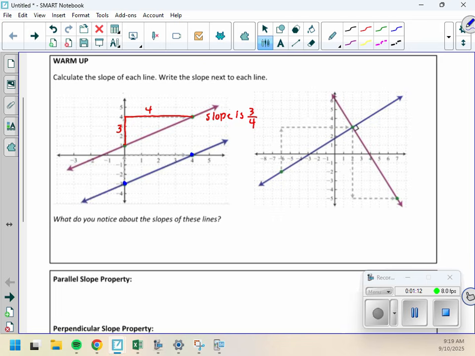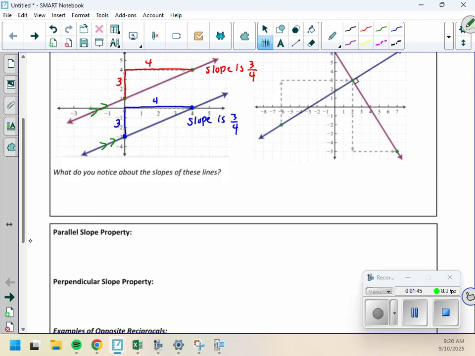What do you notice about these 2 lines? These 2 lines are what are called parallel lines, and there's something special about the slopes. These slopes are the same. They are equal to each other. So we're going to record that the parallel slope property says that the slopes of parallel lines are equal. They have to have the exact same slope, so that way the 2 lines never intersect each other.